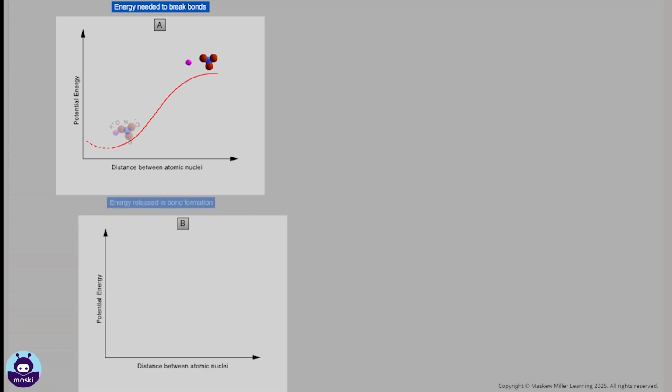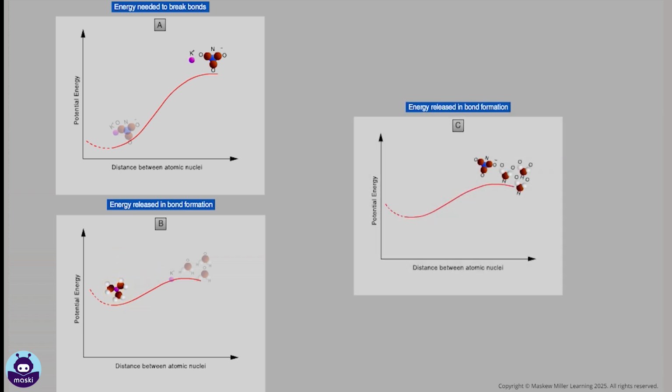In the reaction of potassium nitrate with water, the total energy released from bond formation is less than the total energy required to break bonds. Therefore, the reaction is endothermic.